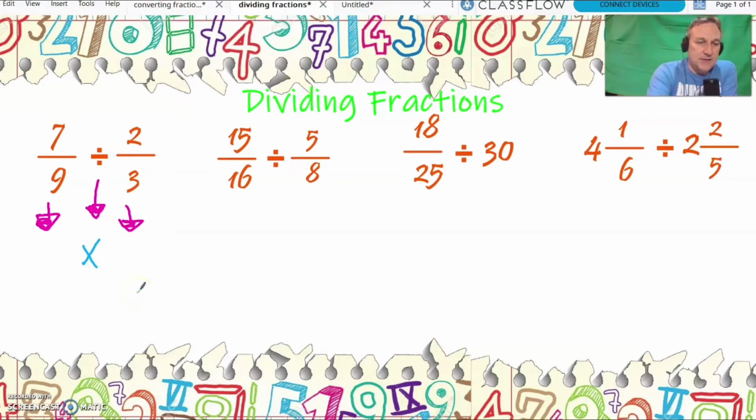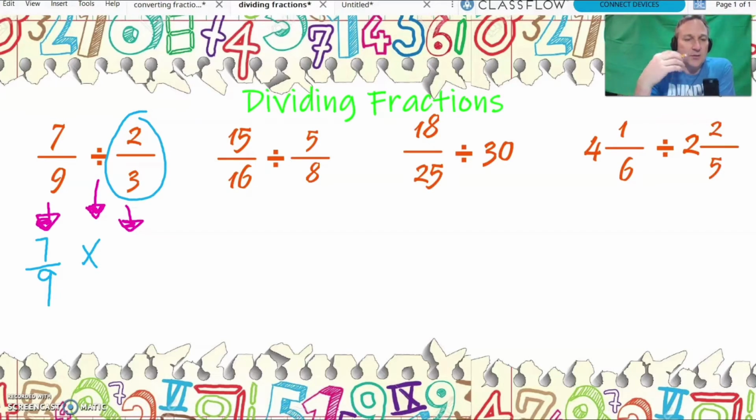And then we leave 7/9 the way it is. The fraction on the left stays the same. The fraction on the right, however, what we do with this fraction is we do what we call taking the reciprocal. The reciprocal basically means we take it and we flip it: 3/2. There's an entire process that shows you how this is done. We're not going to do that in this video. Instead, I'm just going to say take the reciprocal of the fraction on the right. There's a reason why it's done, but we're not going to get into that. You get into that some other day.